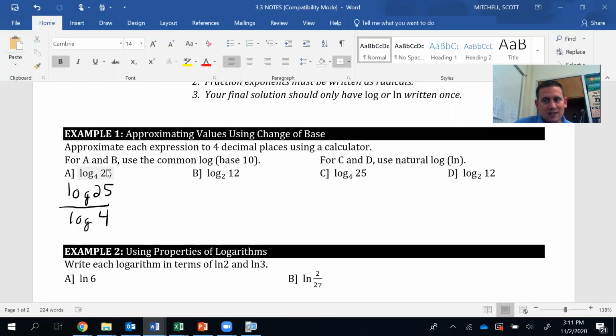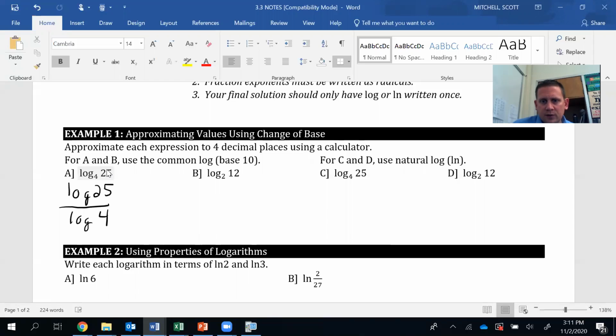So this is always written as a larger size font, and this is always written as a smaller subscript. So it's always the log of this divided by the log of this. Now, we're going to use log base 10. We need to use something that we can calculate with a calculator.